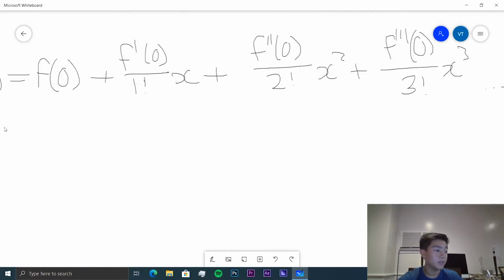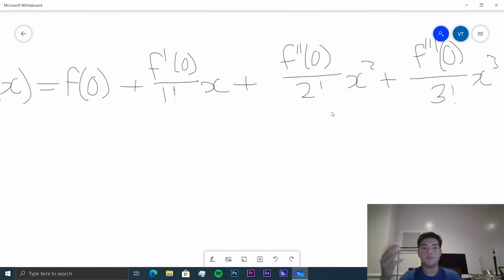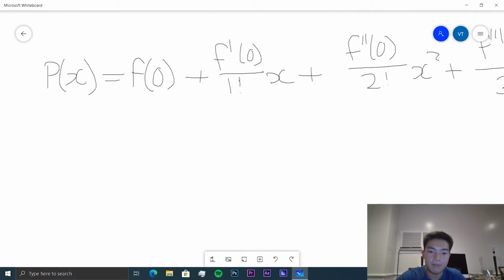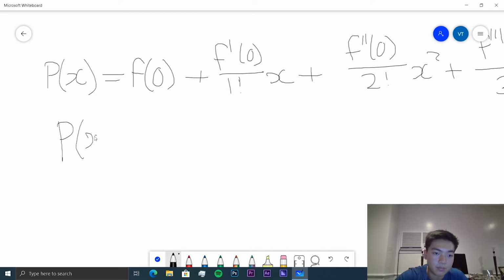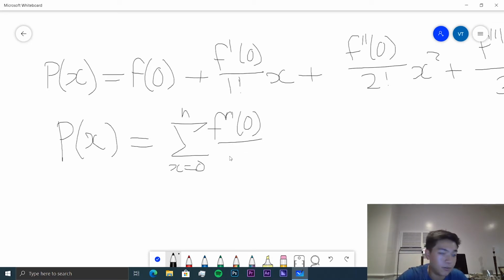So yeah, this is quite important, as it allows us to estimate functions. Otherwise, how do we calculate something like e to the x? It's very hard, if not impossible. And so we can sum this up as p of x is equal to the sum from k equals 0 to n, where n is the degree that we want to approximate it to, of f to the k of 0 over k factorial times x to the k. So we can approximate it using this.